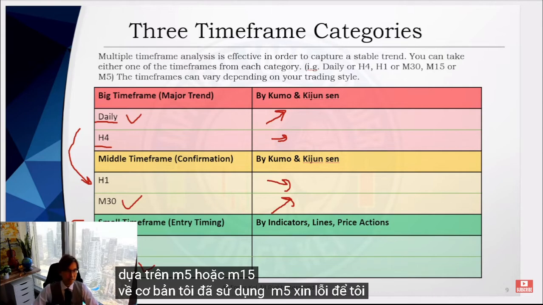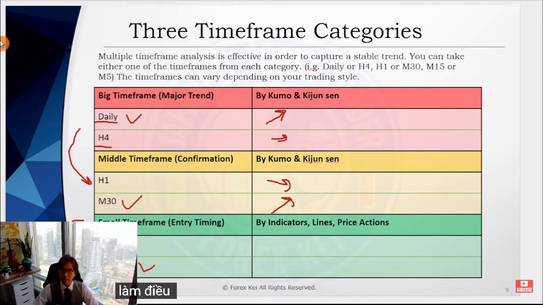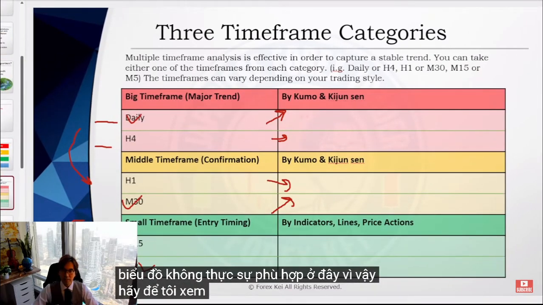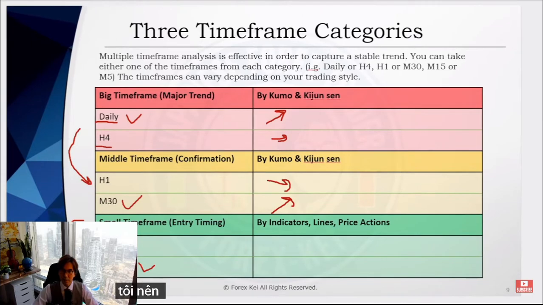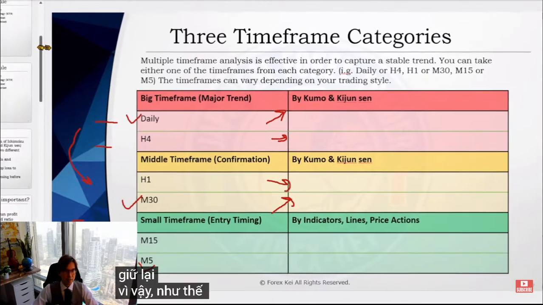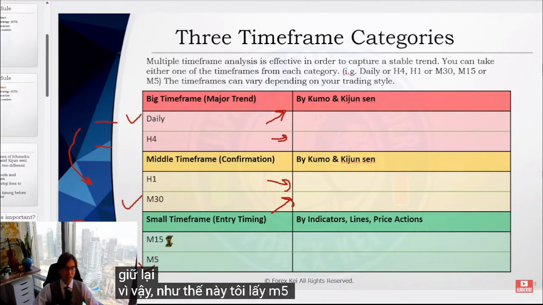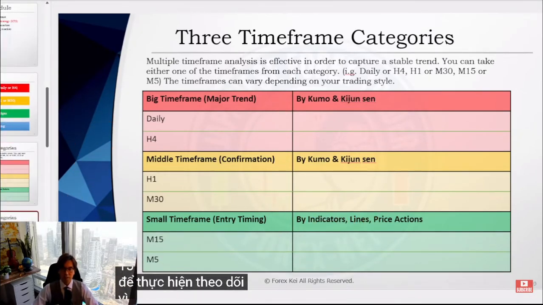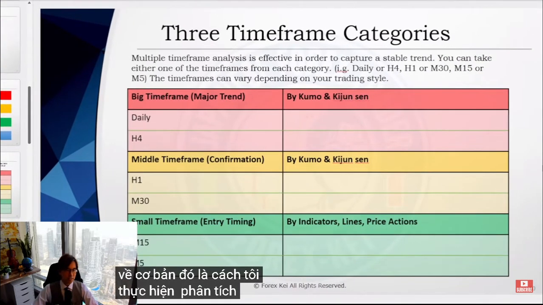Sorry, let me do this. Looks like the chart is not really fitting here. I should have adjusted this one. Just hold on. So yeah, like this. I do take the M5 and M15 to execute the trades. So that's basically how I do the analysis.